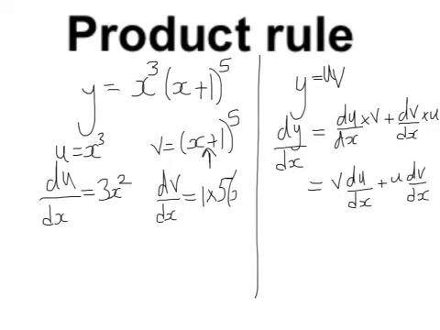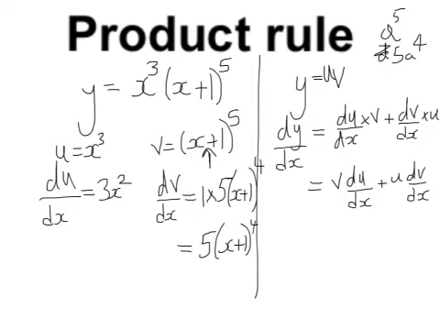5 times (x plus 1) all to the power of 4, which is what would happen if this was a to the power of 5. The derivative of that would be 5 lots of a to the 4. And that's what I've done here. And that would be 5(x plus 1) to the 4. Now, what my product rule says here is that if I have v and I multiply it by the derivative here and add u multiplied by the derivative here, that will give me dy by dx.